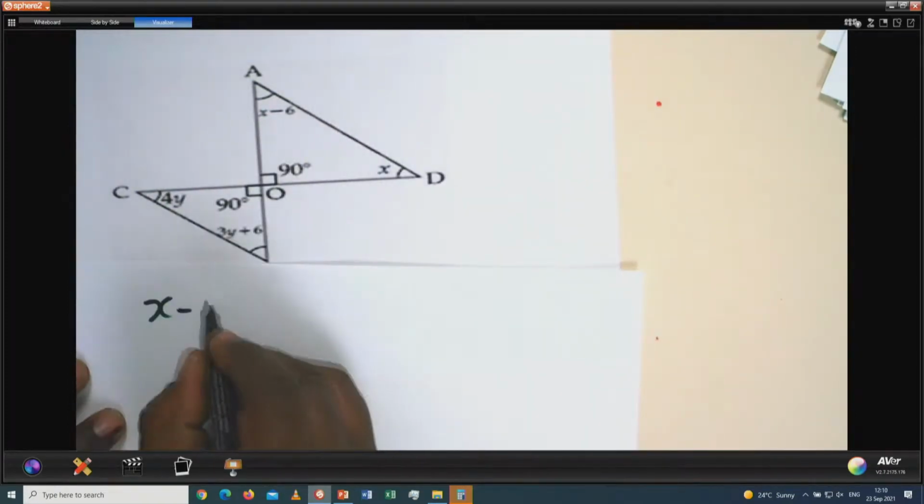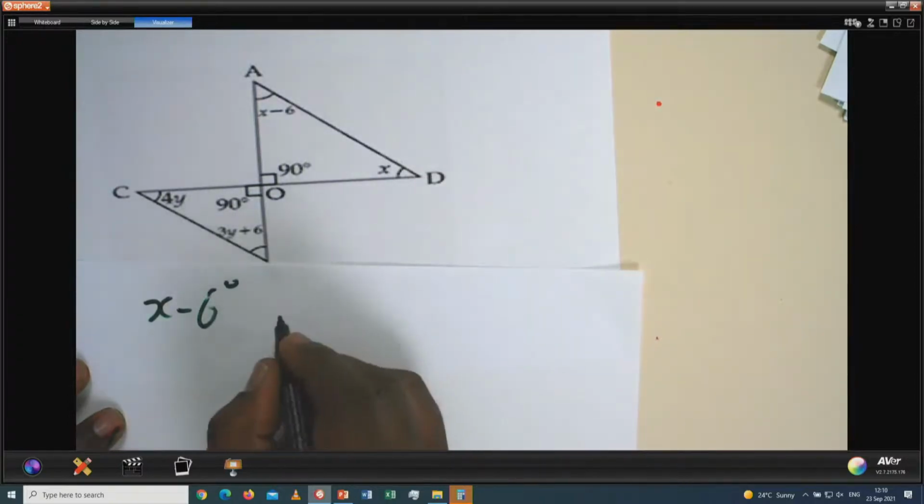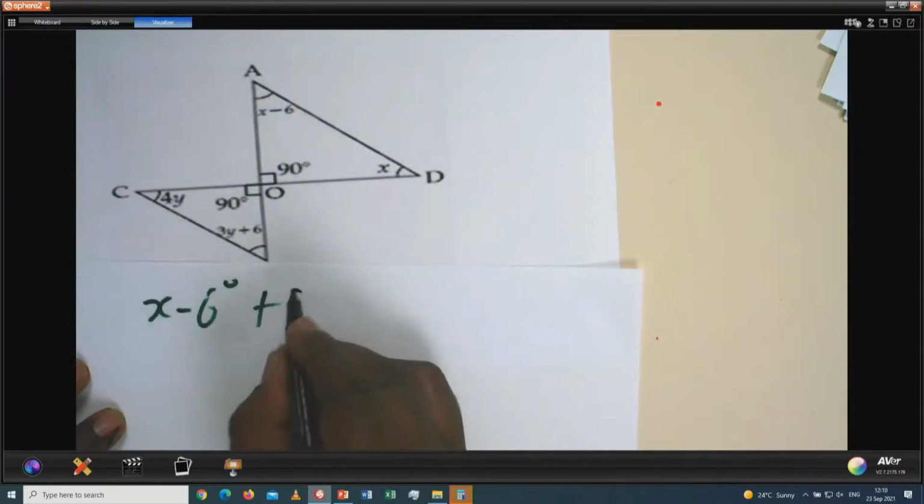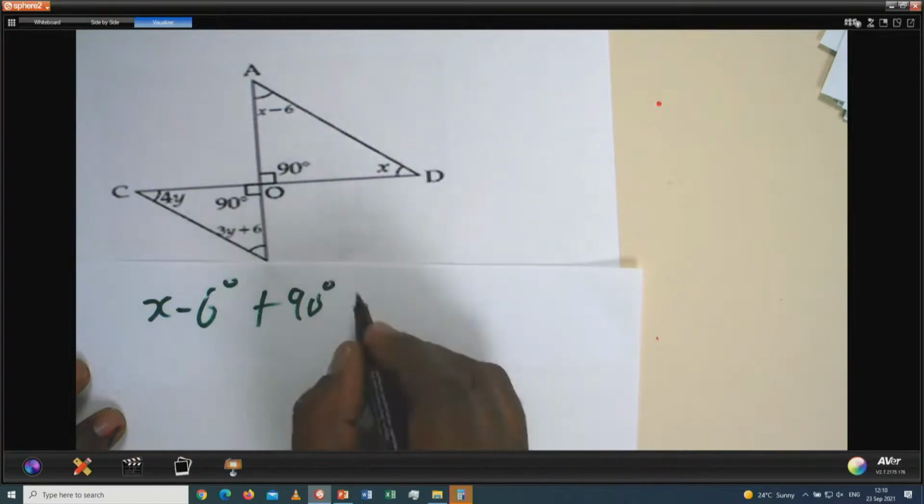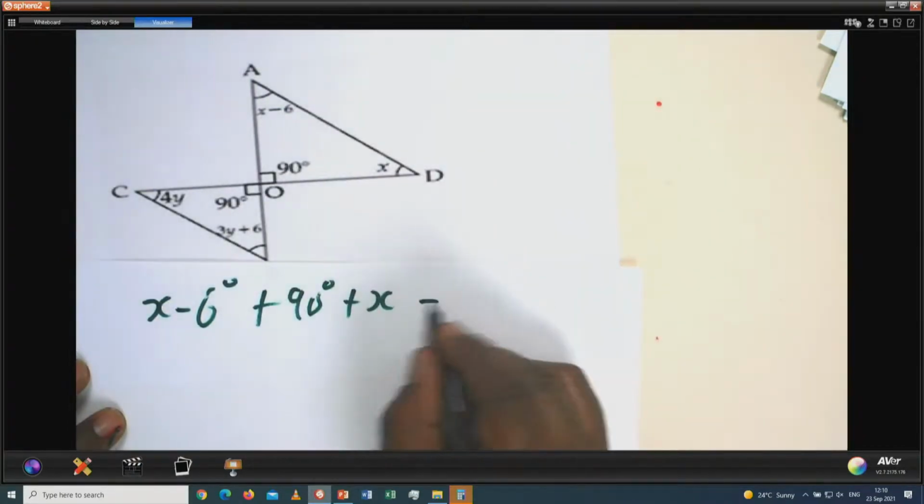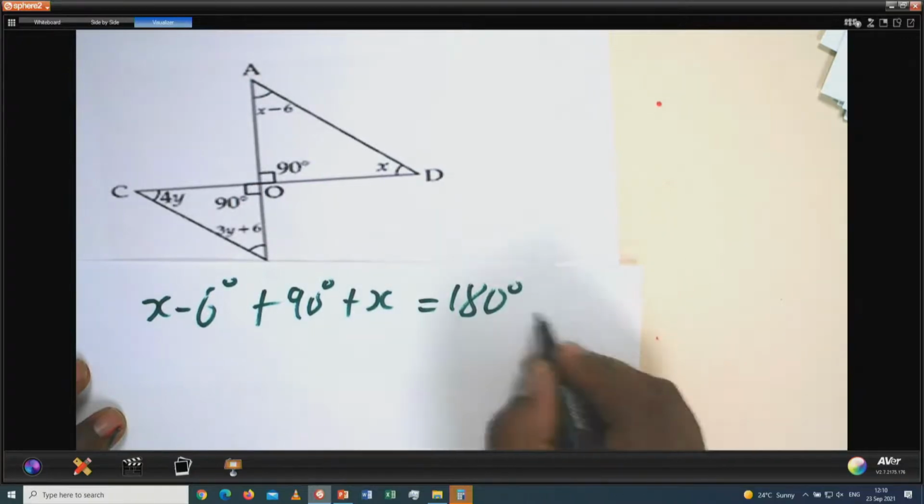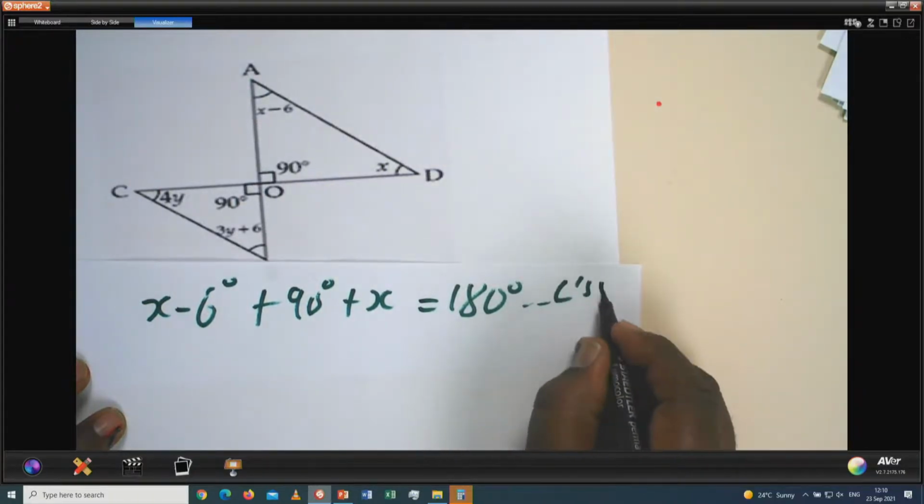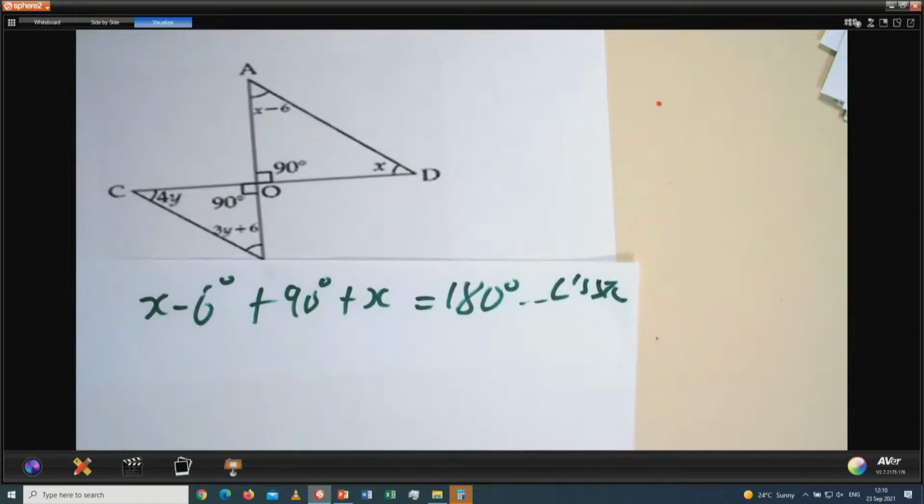x minus 6 degrees plus your 90 degrees there plus your x. When you add all angles of a triangle, what do they give you? 180 degrees. What is the reason? Angles on a straight line. You get a mark or two for just putting it mathematically here. That's all you do. But remember, we need the language. You cannot speak any other language but maths.